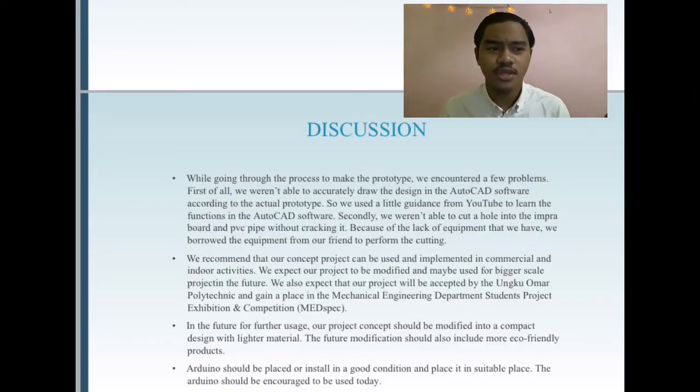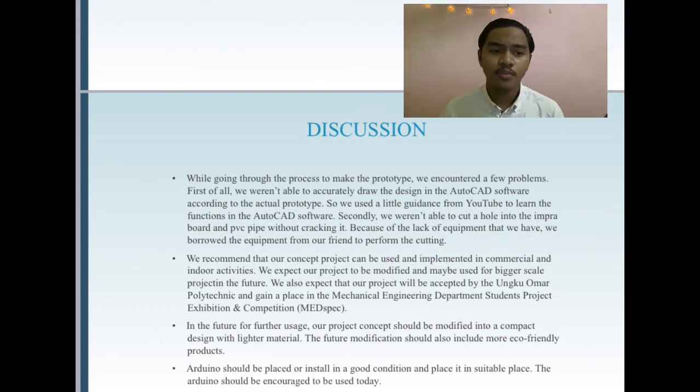Okay, after that we go to the discussion. While going through the process of making the prototype, we found a few problems. First of all, we weren't able to draw the accurate design in the AutoCAD software, so we decided to watch tutorials on YouTube. As we learned from the videos, combined with the knowledge we already had, we finally could draw the design accurately. Next, we had a lack of equipment for cutting the hole in the infra board and cutting the PVC pipe. The solution that we chose was to borrow the equipment from our good friend.